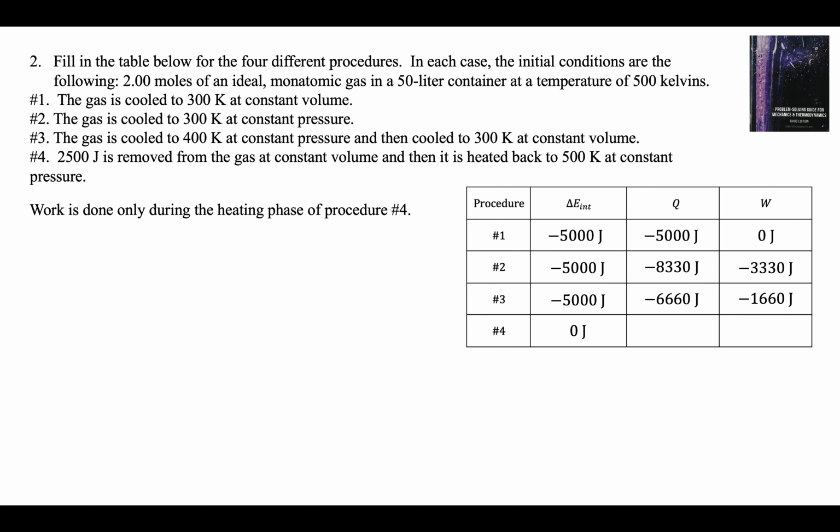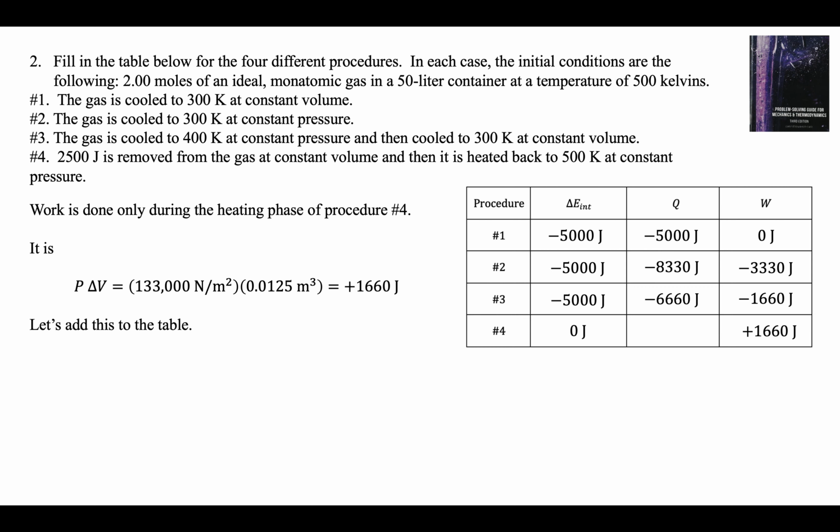Work is done only during the heating phase because that's when the pressure is changing. There's no work done during the first step because it's at constant volume. The work done is P delta V. There's the pressure. There's the change in volume, 12.5 liters. It's positive. So the work done by the gas is plus 1660 joules. We can put that in the table.